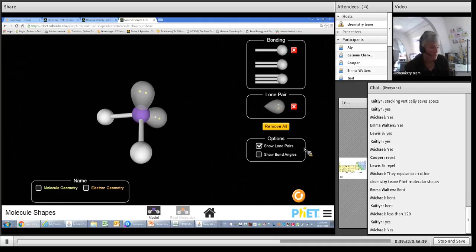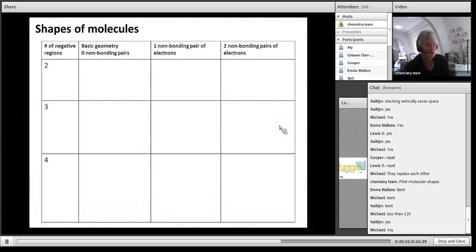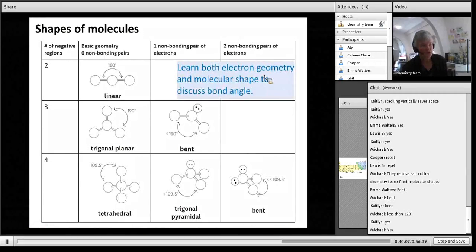Right, let's go back to this. Sorry, I'm just going to flick through this again. Okay, so now learn the electron geometry and the molecular shape to discuss the bond angle. Remember I said for water, there are 4 areas of negative charge around the central oxygen atom. So it's going to have an electron geometry of tetrahedral, but the molecular shape is going to be bent because it's got 2 non-bonding pairs of electrons.